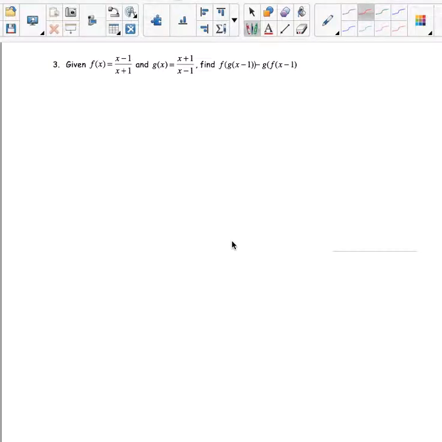To problem number 3 from semester 2 review number 11. This is a problem that's going to help us review composition as well as combination of functions, and we also have to remember how to simplify complex fractions. All right, so we're going to begin by computing g of x minus 1.